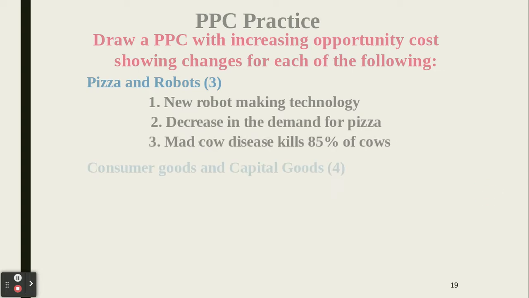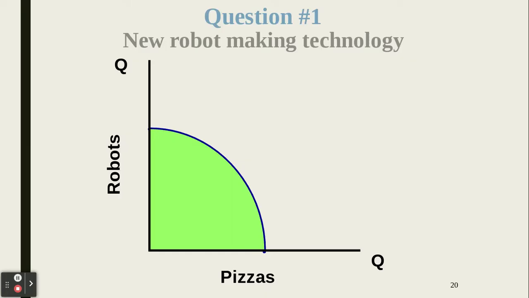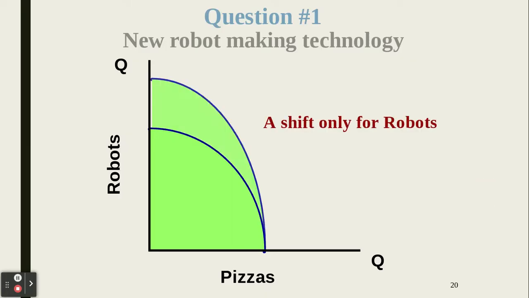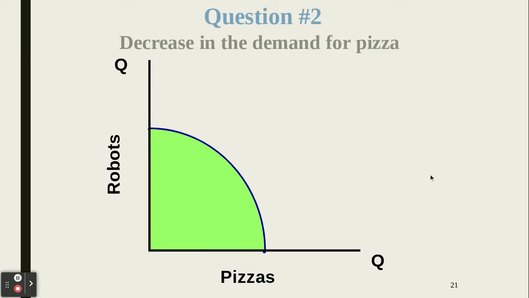I'm going to skip this. A couple more. New robot making technology, again, doesn't affect pizza. It's just going to shift the robots. Here's one that we have not talked about. So we're talking about demand. Now, we haven't talked about demand yet, but demand is simply wanting something and having the ability to pay for it. Okay, so think about this as society.